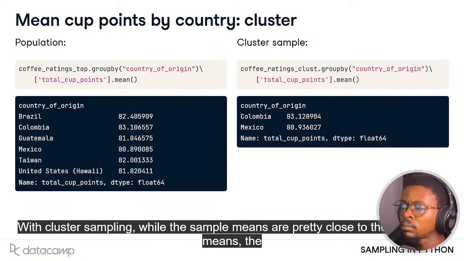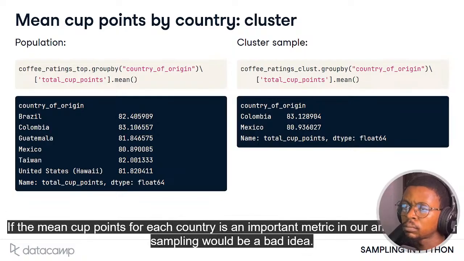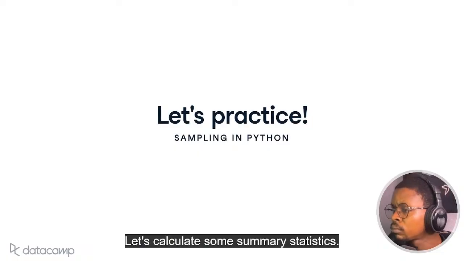With cluster sampling, while the sample means are pretty close to the population means, the obvious limitation is that we only get values for the 2 countries that were included in the sample. If the mean cut points for each country is an important metric in our analysis, cluster sampling would be a bad idea. Let's calculate some summary statistics.